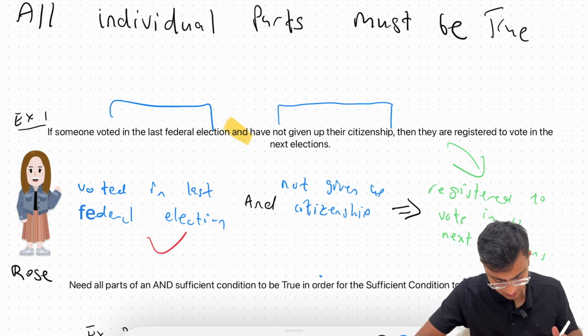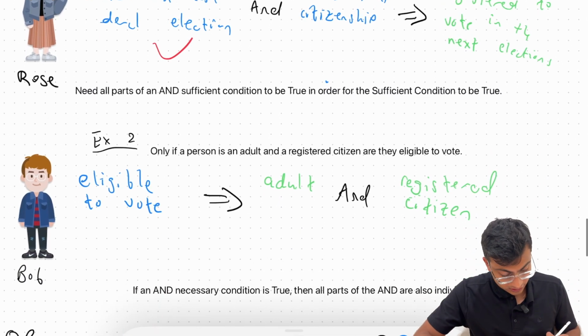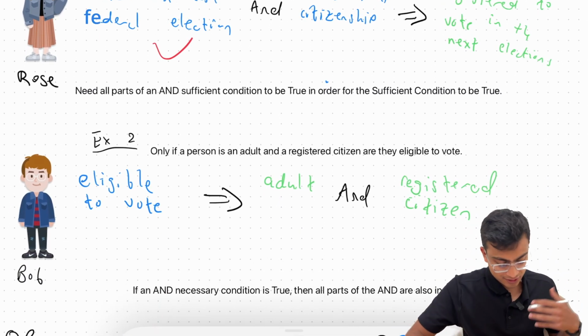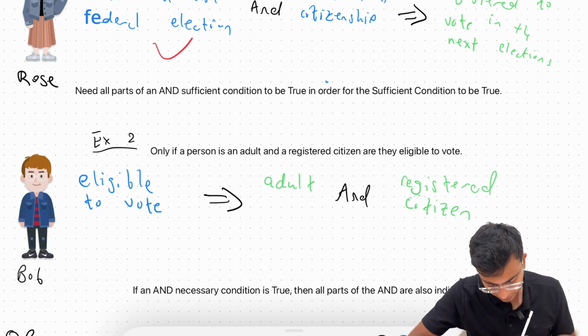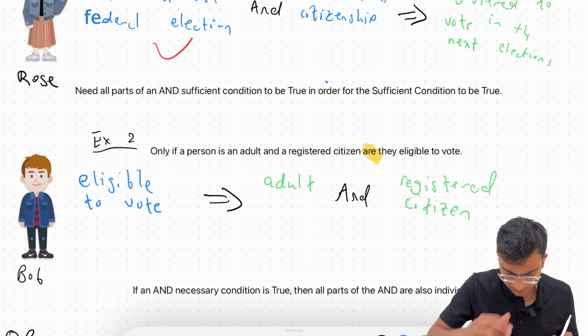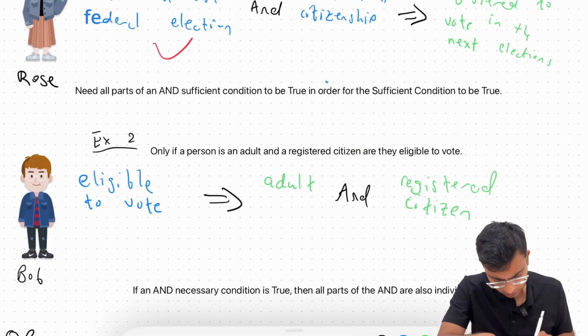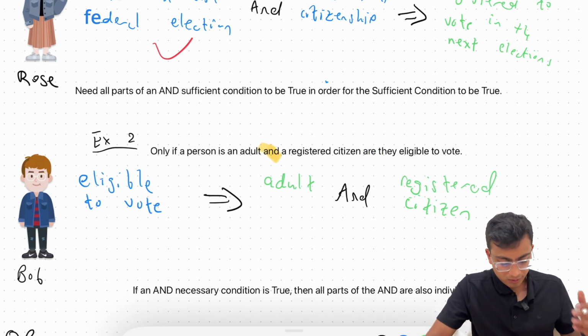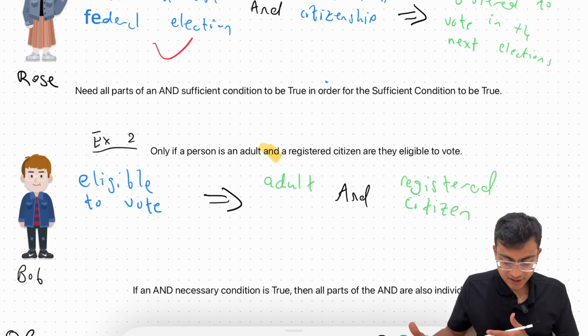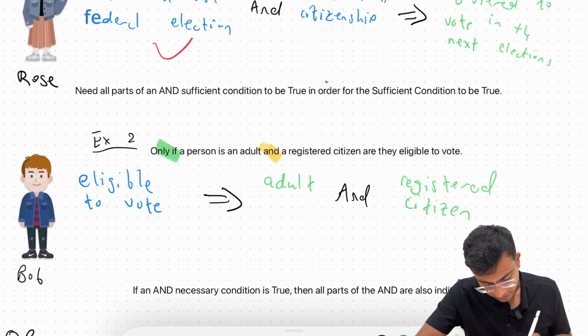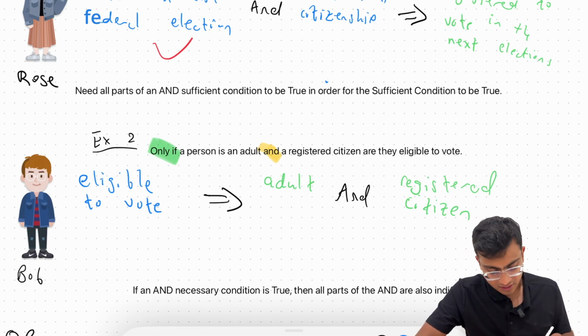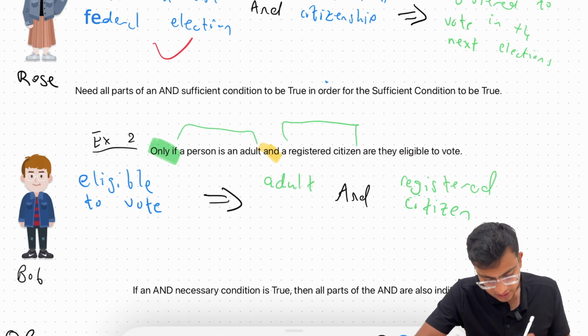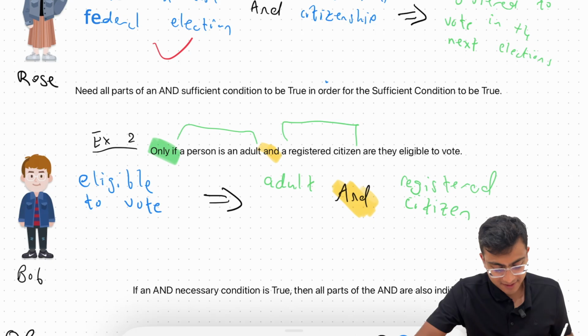Let's erase this and move on. So if an and statement is in the necessary condition, we have an example right here. Only if a person is an adult and a registered citizen are they eligible to vote. We know "only if" is a key phrase used to indicate a necessary condition. So everything that is attached to "only if," in this case this and this, would go on the right-hand side. Since there is an and, we would put the and in the diagram as well.